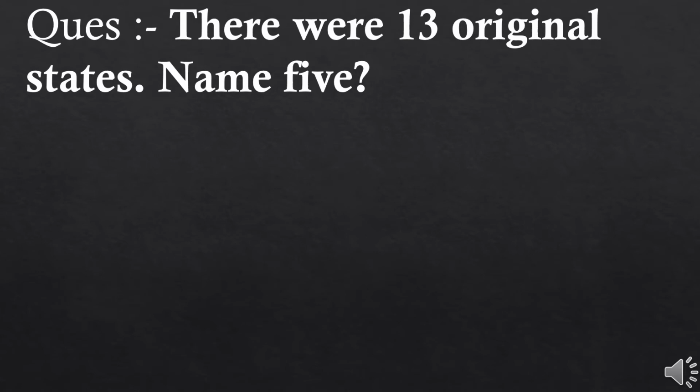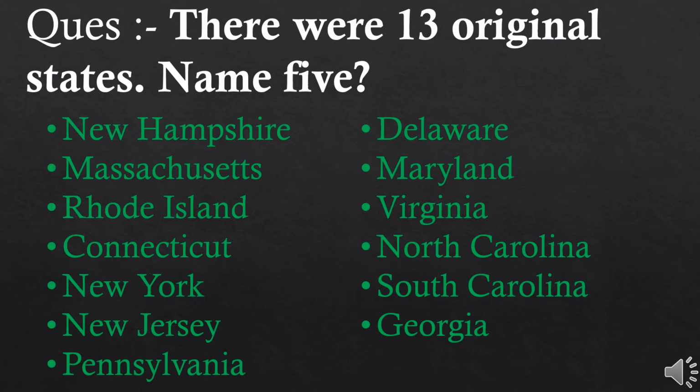Question 81. There were 13 original states. Name 5. New Hampshire. Massachusetts. Rhode Island. Connecticut. New York. New Jersey. Pennsylvania. Delaware. Maryland. Virginia. North Carolina. South Carolina. Georgia.